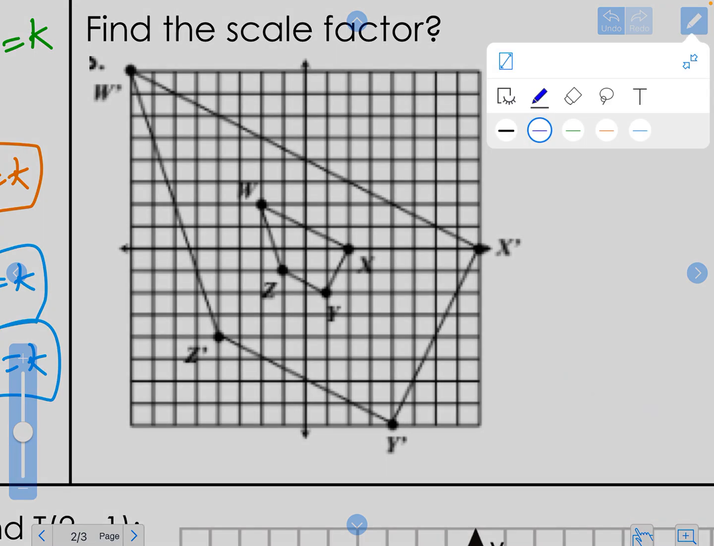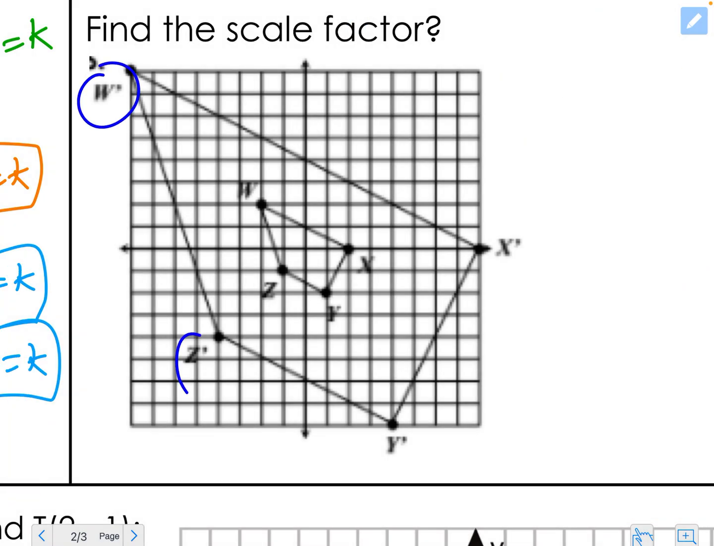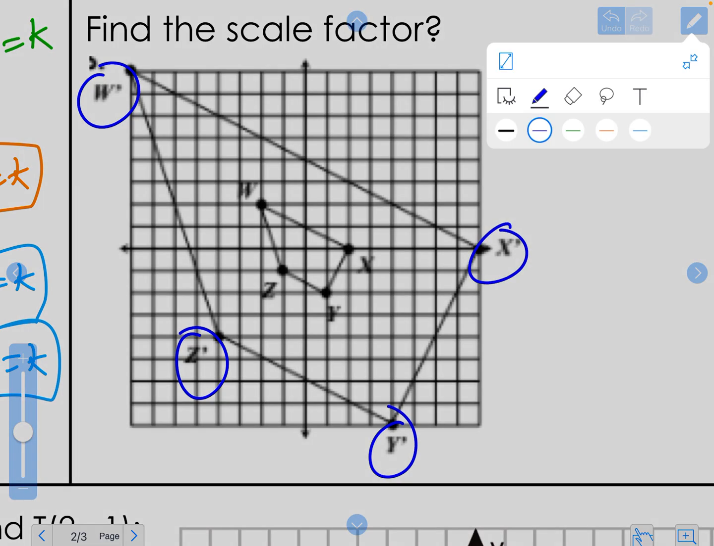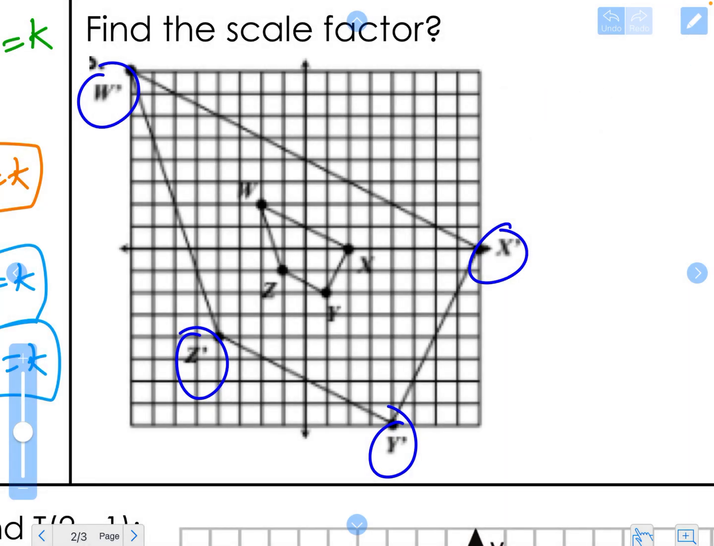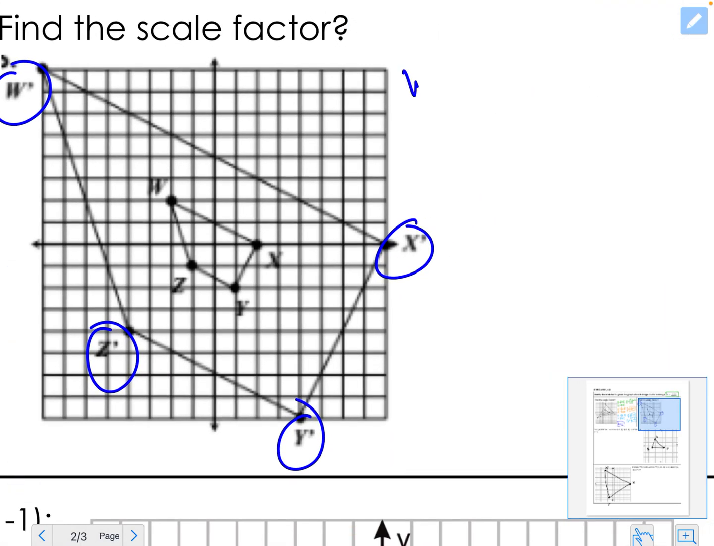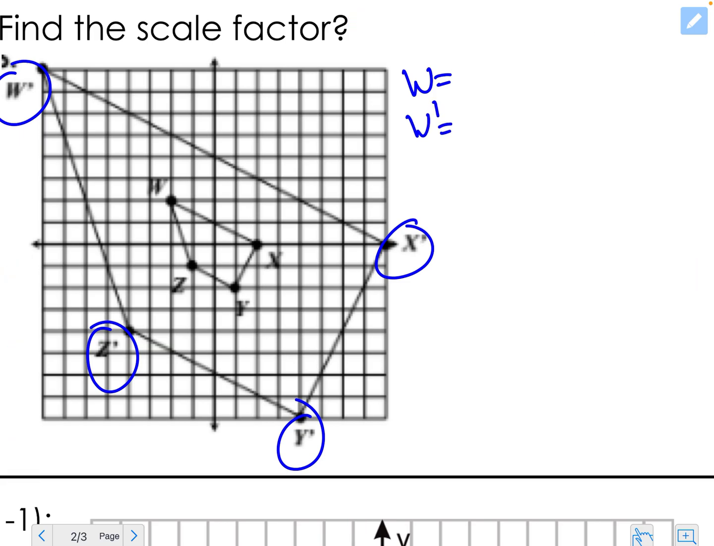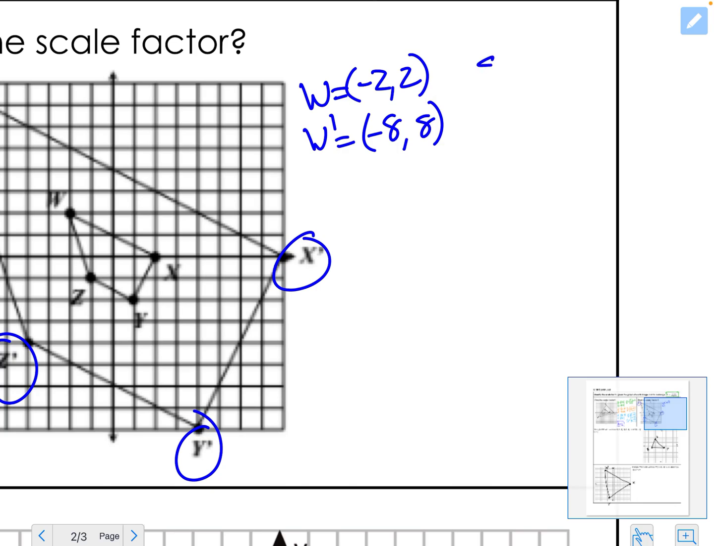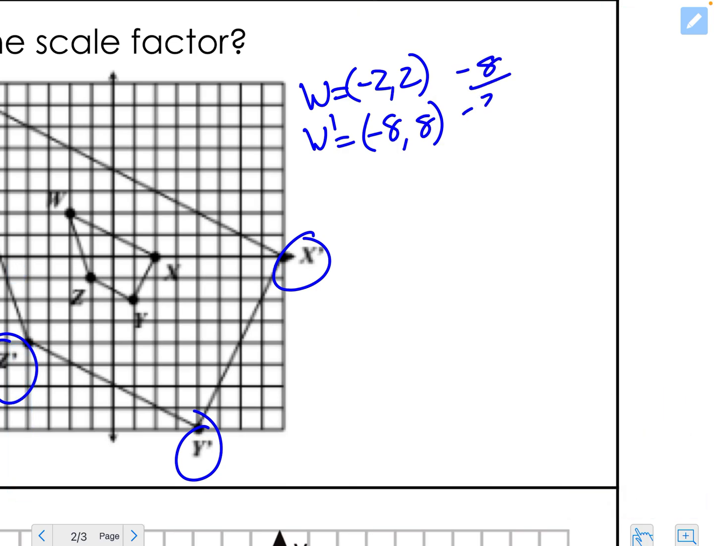All right, so now we need to do the same thing, and what I notice is that my bigger shape is my prime figure, whereas my smallest shape is my pre-image. So we need W prime. W is (-2, 2), and then W prime is 1, 2, 3, 4, 5, 6, 7, (-8, 8). So I need to put my prime, which is -8, over the original. So that would be a positive 4.